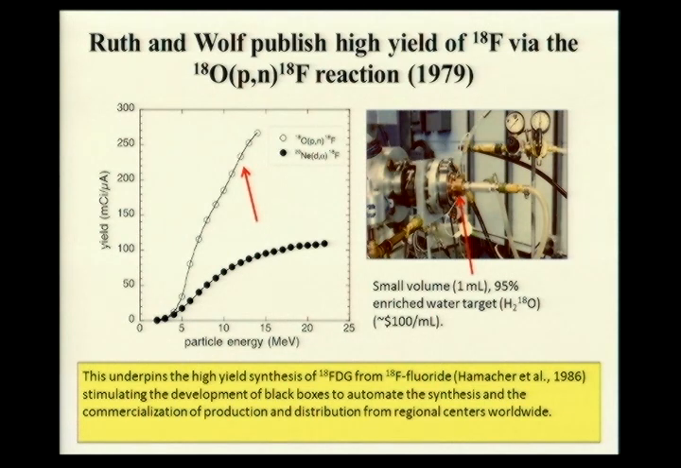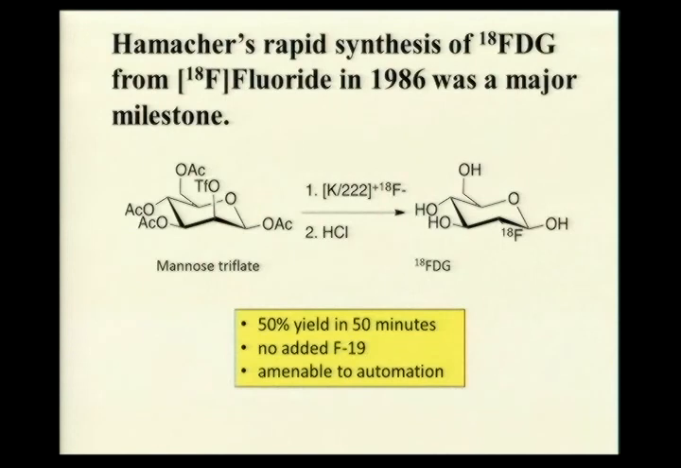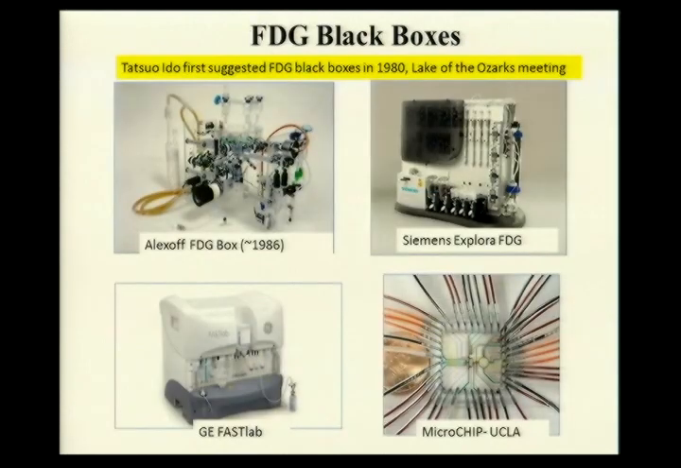And that stimulated a lot of things, including the development of black boxes for producing F18 FDG. So this was the synthesis of Hamacher, very simple. Everyone was kicking themselves when they saw how nice and simple this reaction was. This produced large amounts. It was very amenable to automation. And these were some of the black boxes that are available now.